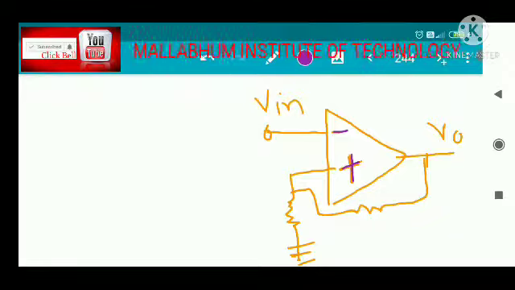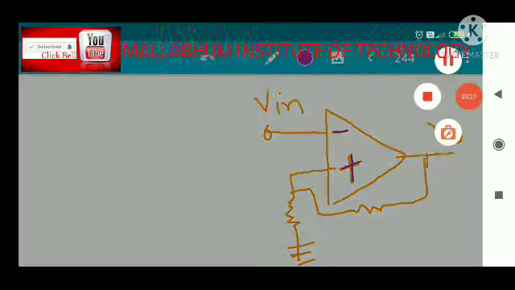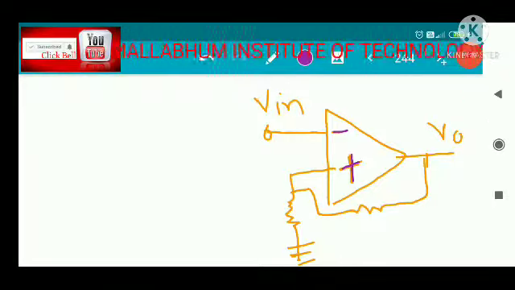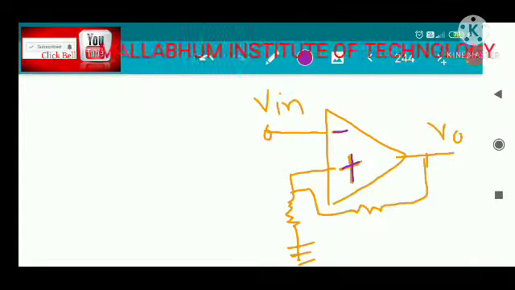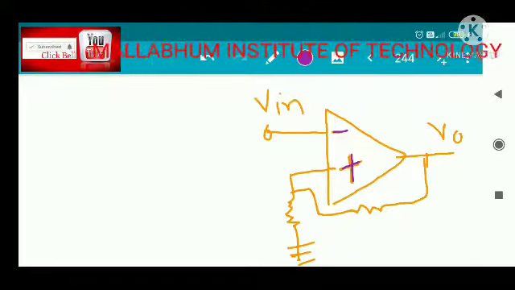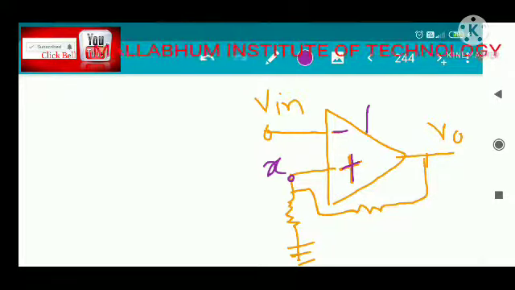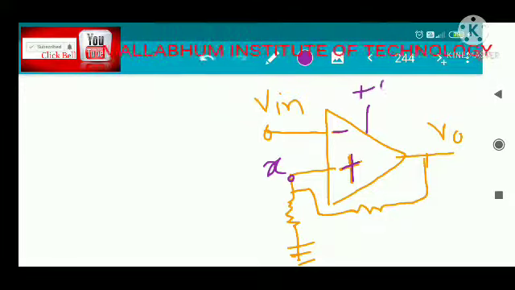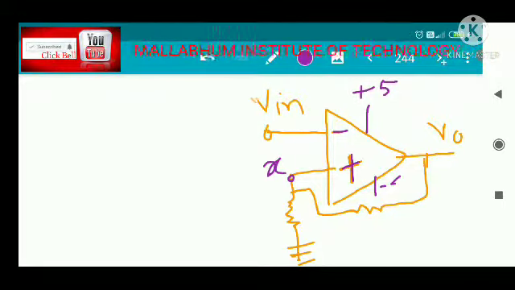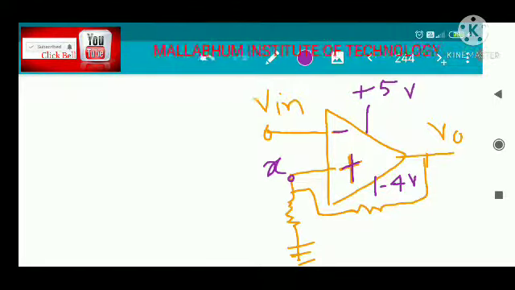So that's why the output voltage is going to oscillate between plus V sat and minus V sat. Okay, now if these resistances are R1 and R2, we can consider this point's potential as X. Suppose the plus V sat voltage is plus 5 volt. I am just considering different values here, so that our discussion will be easy. So this value is minus 4 volt and this value is plus 5 volt. So the plus V sat and the minus V sat can be different.